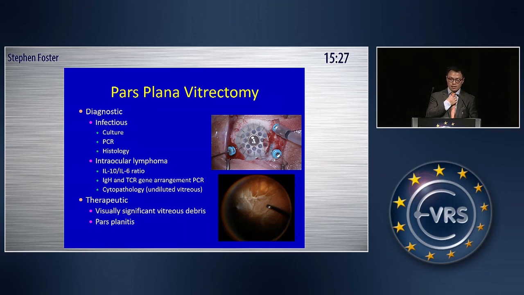We like to send samples to do all 3, and sometimes you're not going to get positivity on all 3, but even if you just get 1 or 2, that really makes you more likely to treat it as intraocular lymphoma. Of course, we also do it for visually significant vitreous debris and pars planitis. Here's just a picture of me trying to fix a PVR retinal detachment in one of our ocular cicatricial pemphigoid patients with K-Pro.